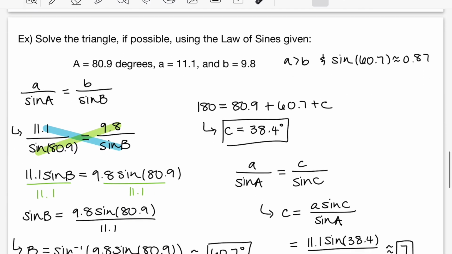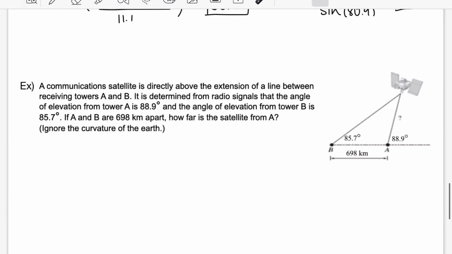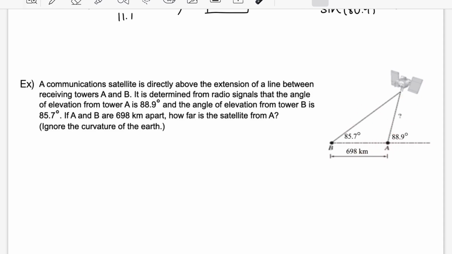All right, so let's do this example down here. We have this diagram here which represents the following. We're told that a satellite is directly above the extension of a line between two receiving towers A and B. We know from radio signals that the angle of elevation from tower A, so this angle here, is going to be 88.9 degrees, and the angle of elevation from tower B is going to be 85.7 degrees, so this guy here. Now, if A and B are 698 kilometers apart, we want to figure out how far is the satellite from A. So we want to find out this distance here.